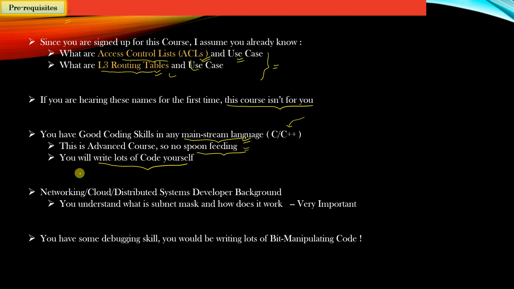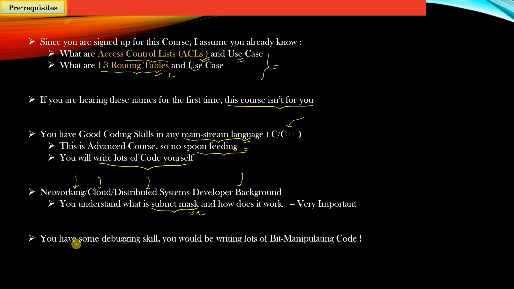This course is pretty much for any engineer who is working in the networking domain, in the cloud domain, or in distributed systems as a developer. And for this course, you are very much required to understand what subnet masks are. If you have a little bit of networking background, you would know what exactly subnet masks are. All right. If you don't know what masks are and how they work, then again, it is prerequisite knowledge and it is mandatory. If you are not aware what masks are, how they work, what is the role of masks in networking, then probably you are signed up with the wrong course.